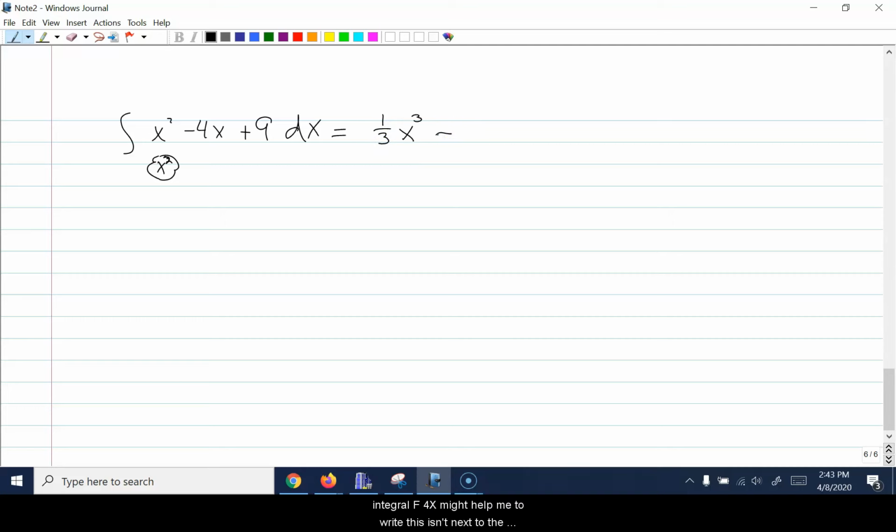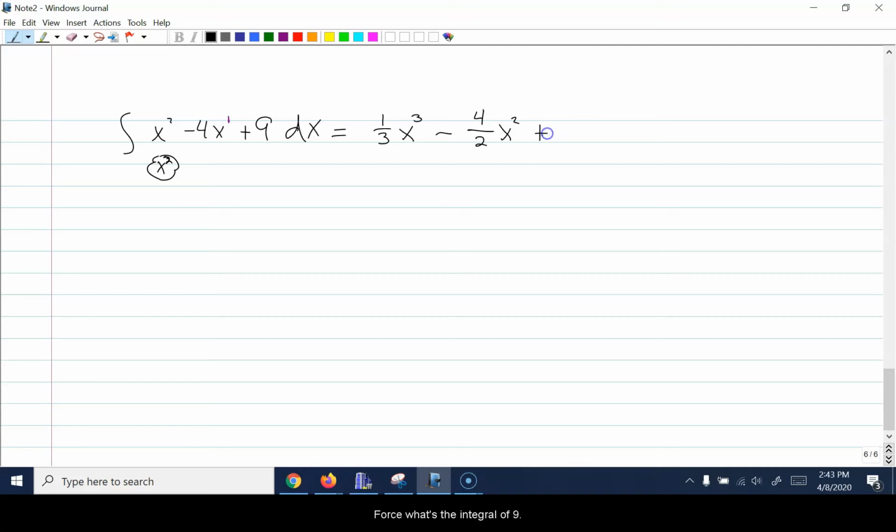Minus, I need the integral of 4x. It might help me to write this as an x to the 1 to remember that the power rule still kicks in. I'm supposed to add 1 to the exponent, x to the 2, divide by that new exponent out front, divide by 2. The 4 out front was a constant out front, can stay out front. Usually you put it up on top of the fraction. I guess usually you would do 4 over 2 in your head and just write down the 2.